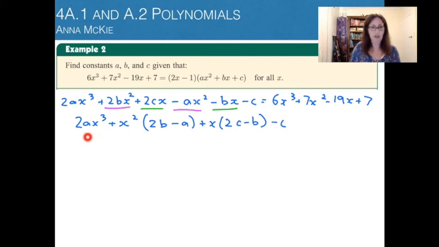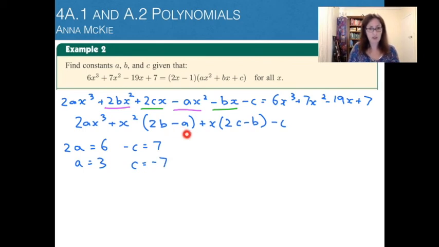So we're equating coefficients. So the easiest ones to start with are the cubics. So having a look here, the coefficient of x cubed here is 2a, so therefore 2a must be equal to the coefficient of this x cubed, which is 6. So therefore a is equal to 3. Next easiest one is the constant term. So negative c is equal to positive 7, therefore c must be equal to negative 7.